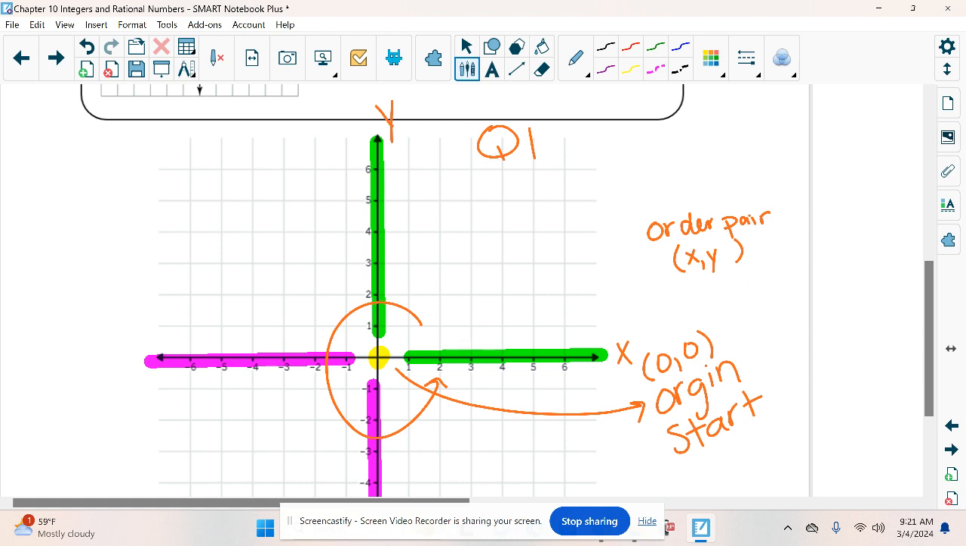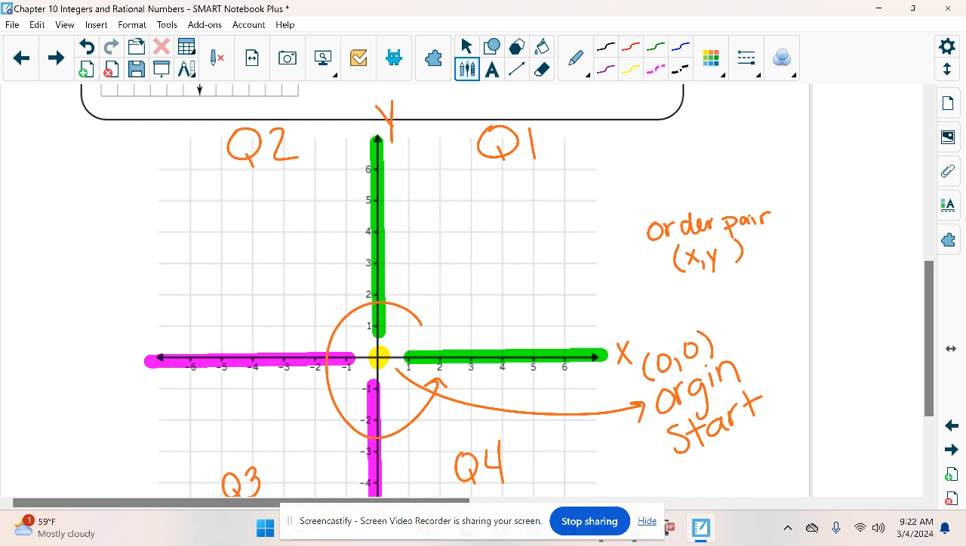Okay? So this is the first one, which means this is the second quadrant, this is the third quadrant, and this is the fourth quadrant. It has to go in that order. You don't get to switch it up to whichever direction you want. It has to go in that order. Okay? 1, 2. So it starts at the top and then makes a C. So Q1, 2, 3, 4.